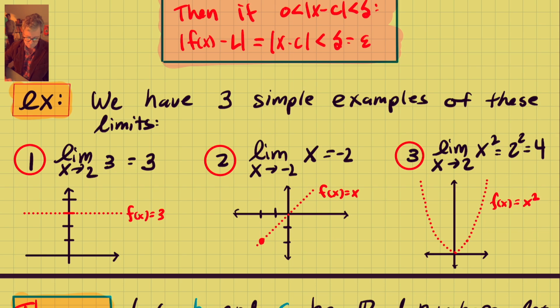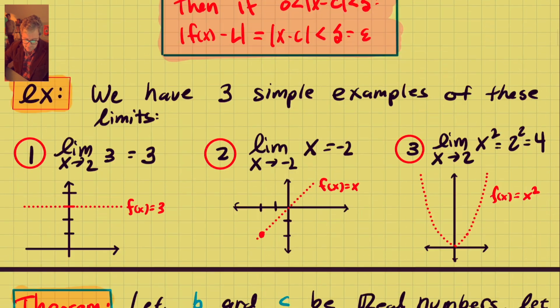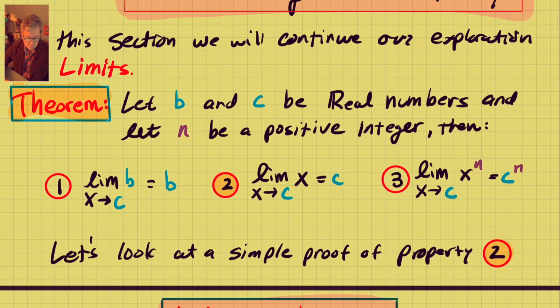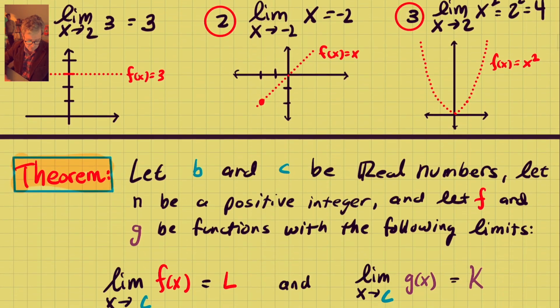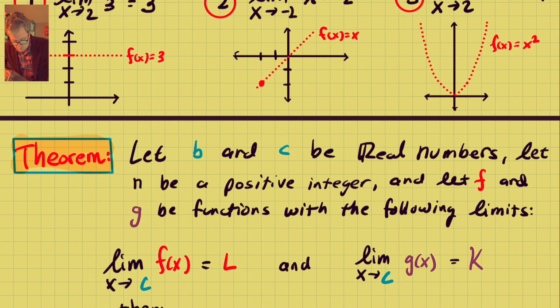Now, the first theorem may not seem all that powerful. It's just a constant function, identity function, and x to the n. But when you combine it with our second theorem here, you'll see that it is quite powerful, actually.